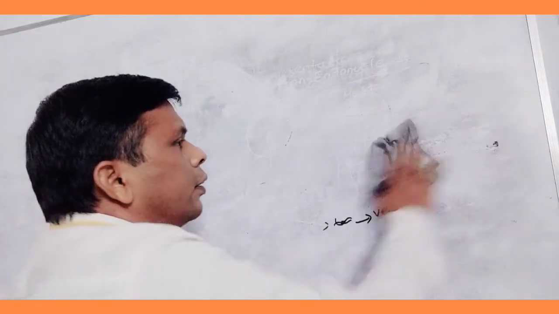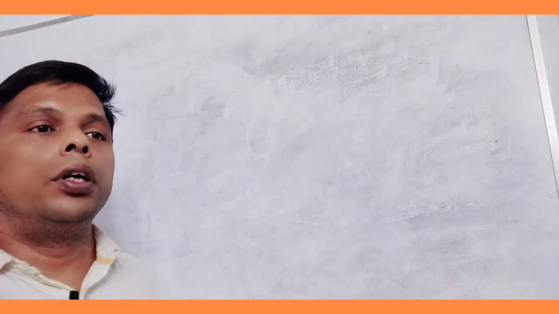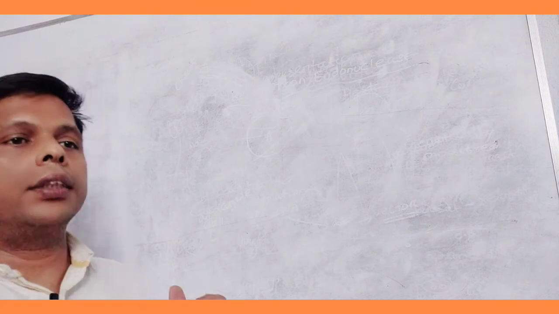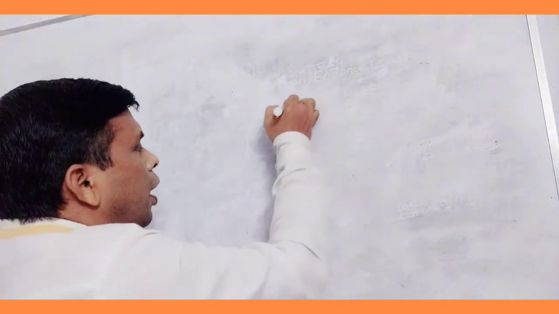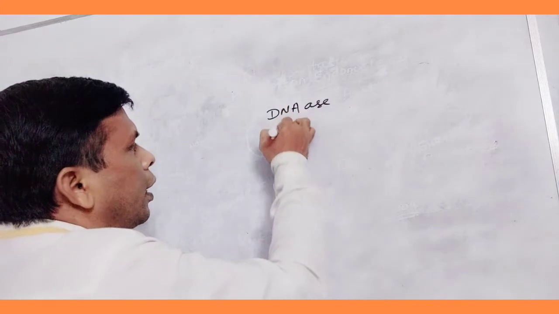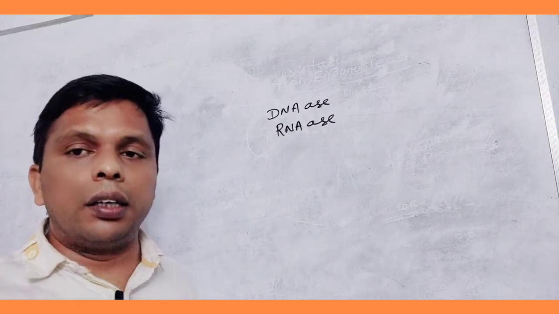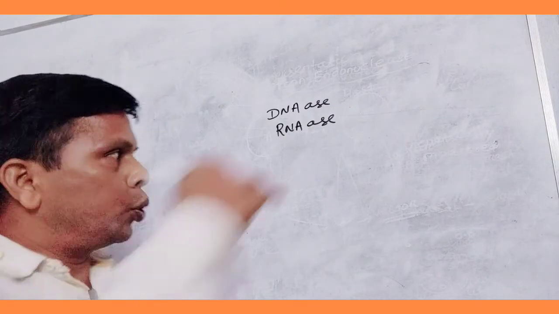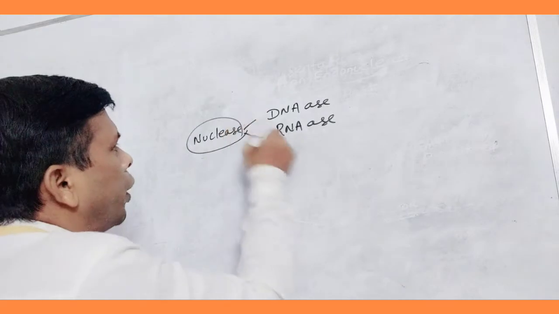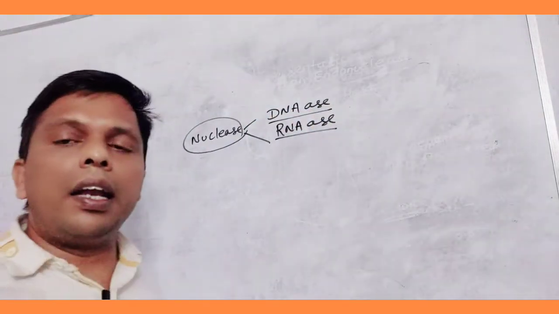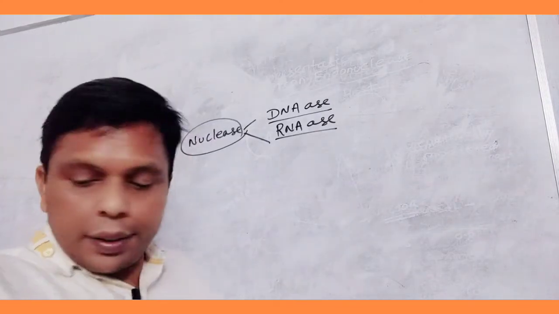Inside the cell, any enzyme cutting DNA is called DNase. Any enzyme cutting RNA is called RNase. Any enzyme cutting nucleic acid is a nuclease. So the nucleases are divided into two different groups, DNases and RNases. The DNases are again divided into two groups.